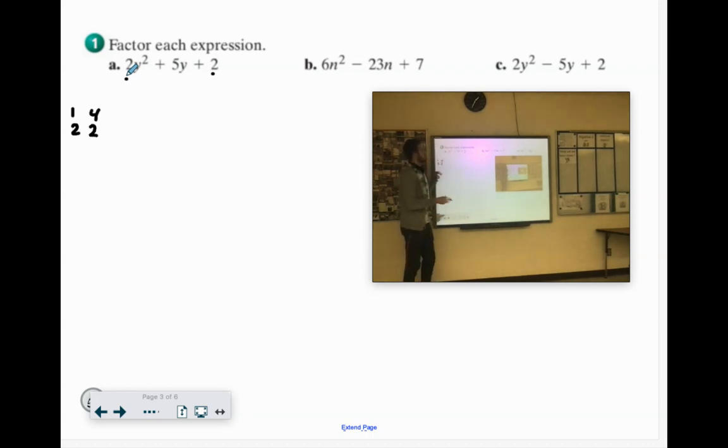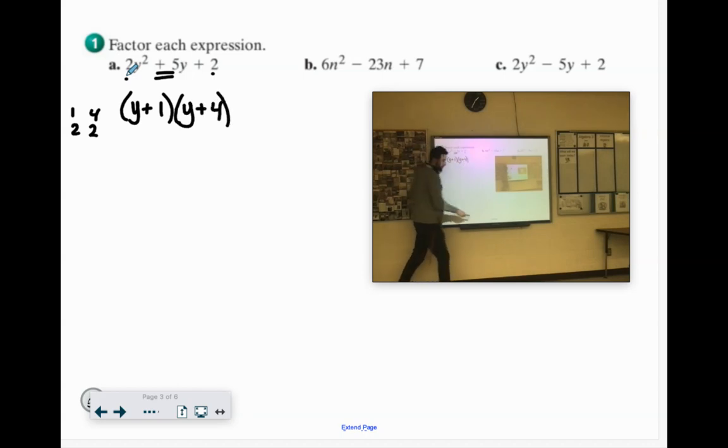We need a set with a sum of b. So which set adds up to 5? The 4 and 1. And it doesn't matter which one you put first because they're both plus. So we could say y plus 1 times y plus 4. The only other new step is we try to divide it by the number in front.